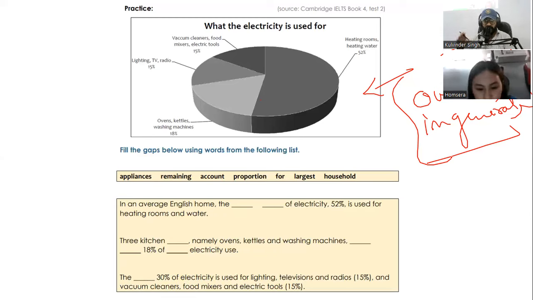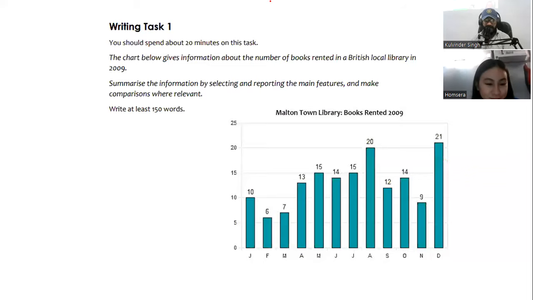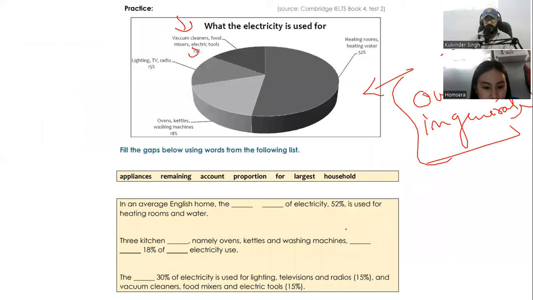it can be observed from the pie chart that electricity was most used for heating water and the rooms, and least used for three other different factors, like tools. Clear? Much better. So it takes time. Yes, it takes time because I hardly do it like this. I understand that. Okay, so here, you can take the screenshot, please.